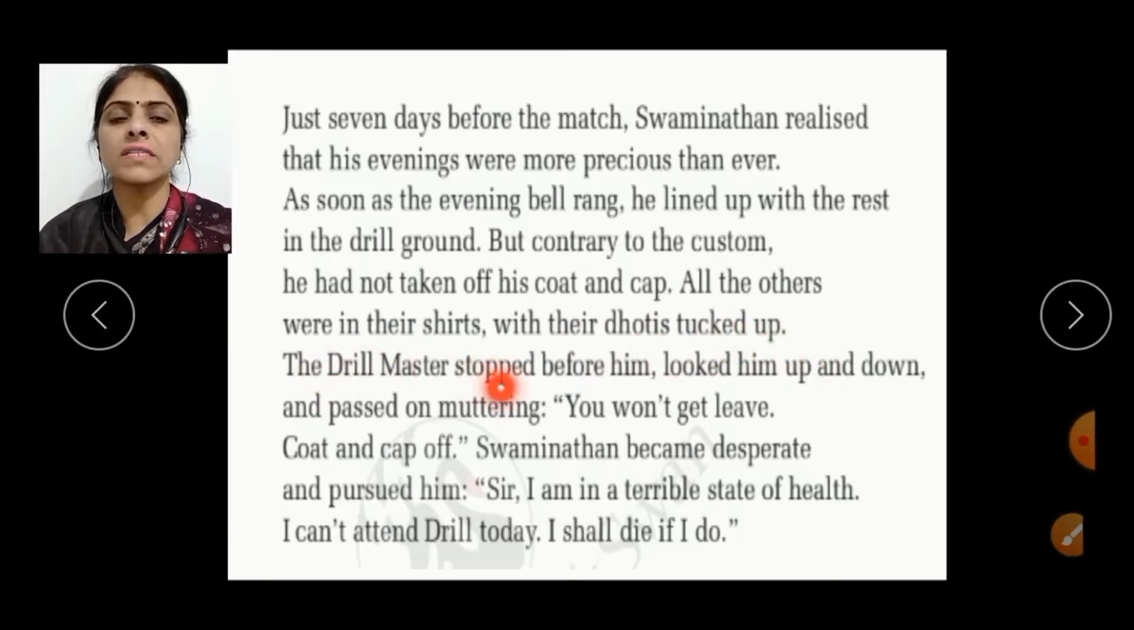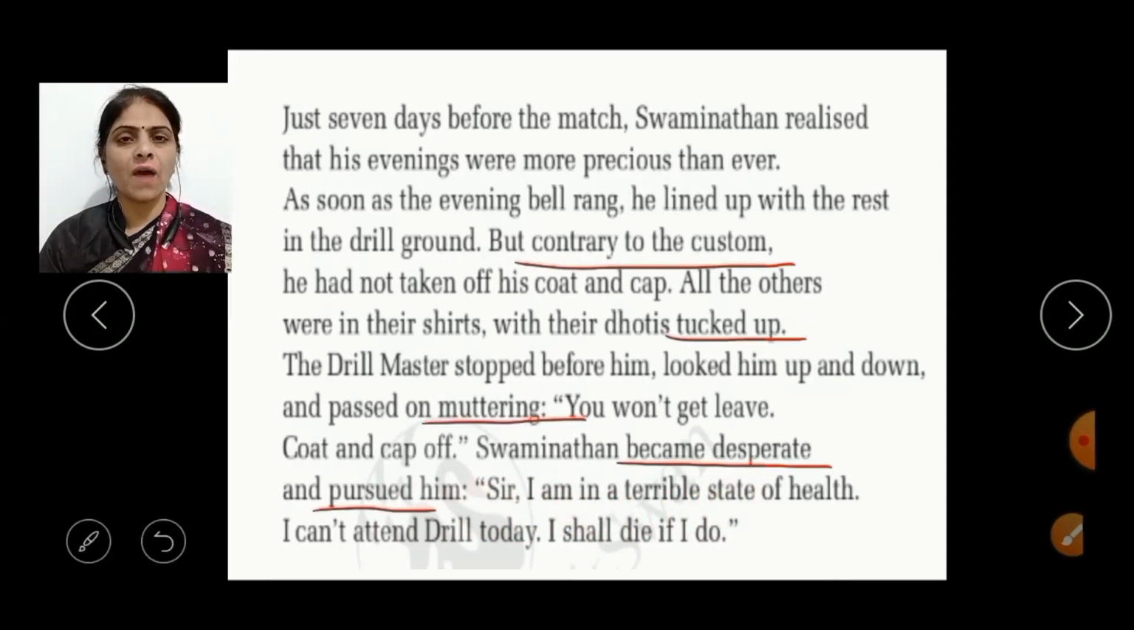The drill master stopped before him, looked him up and down, and passed on muttering, "You won't get leave with coat and cap on." Swaminathan became desperate and pursued him, "Sir, I am in a terrible state of health. I can't attend drill today. I shall die if I do."